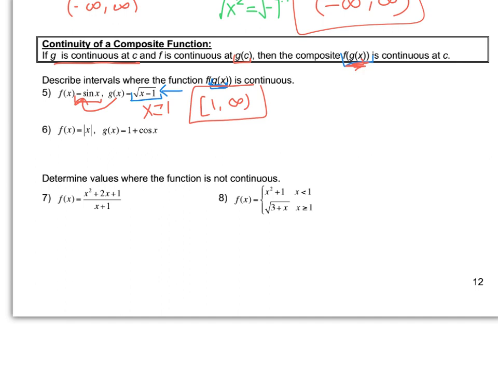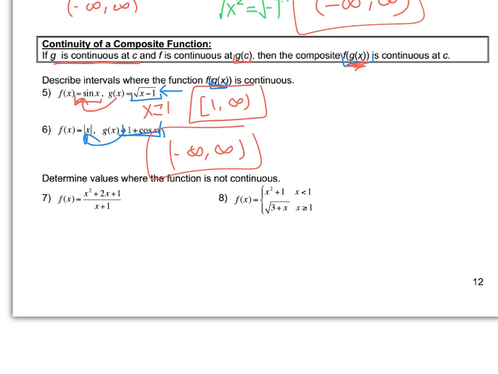And then for number 5, we see our two separate functions. We see the absolute value of x, and then the inside function is 1 plus cosine of x. Again, when we're dealing with composite functions, that inside function is the one we care about. You can take the absolute value of any real number, and conveniently, cosine of x is defined over all real numbers as well. So the composite function is also defined over all reals. That would be negative infinity to infinity.